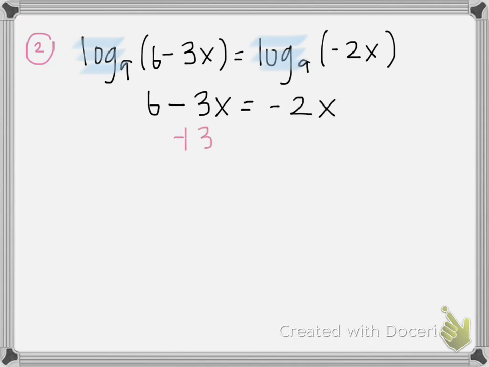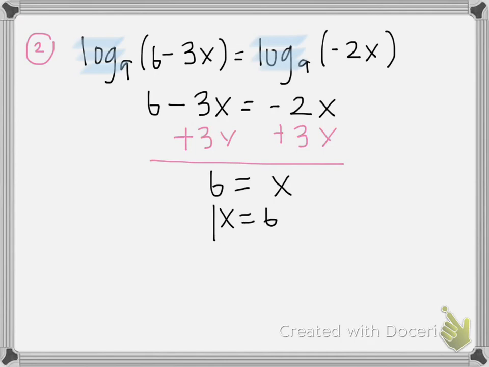So I'm going to add 3x to both sides here. So you'll have 6 is equal to x, or let's just say x is equal to 6. Okay, but remember we need to check. Right here, this is negative 2 times 6, so that's going to give you a negative number inside there. And same thing right here, 6 minus 3 times 6, that's also going to give you a negative number. So really, this is going to be no solution.